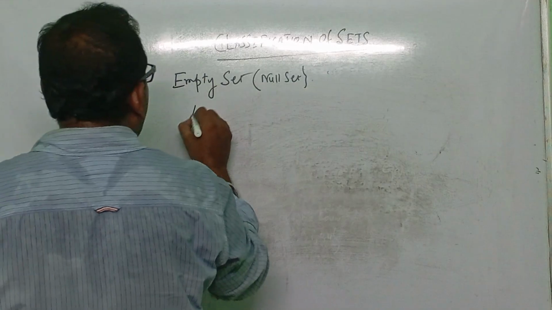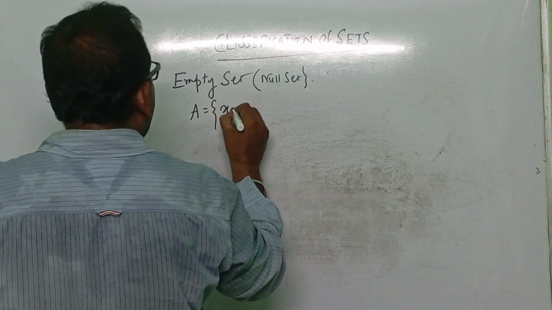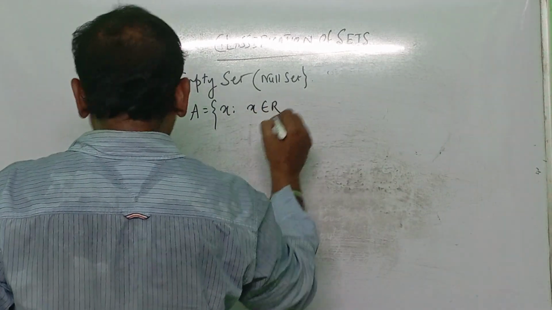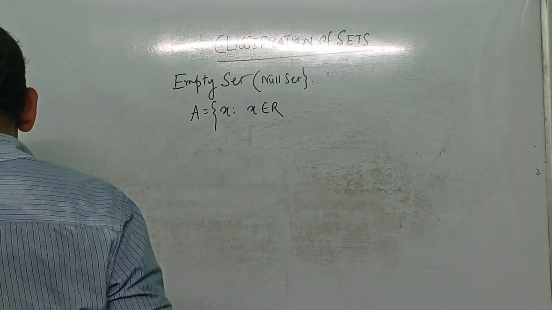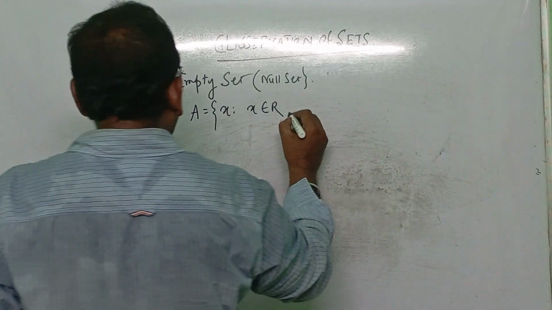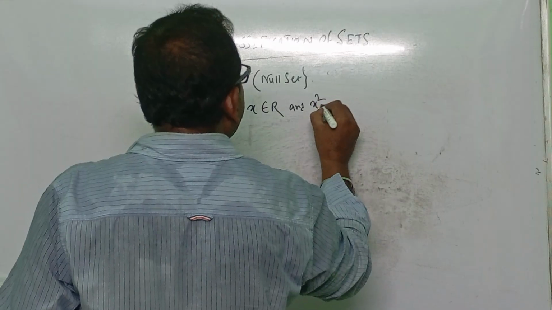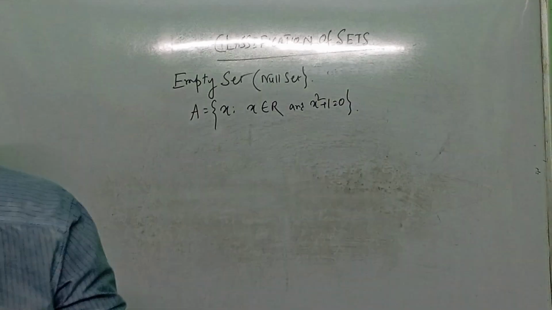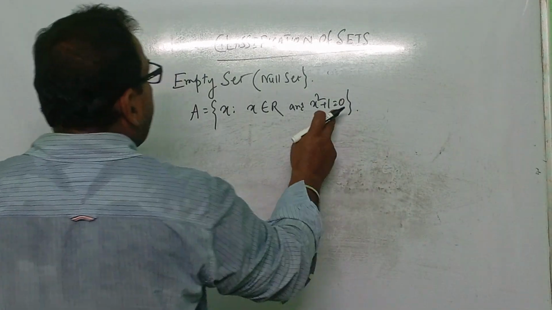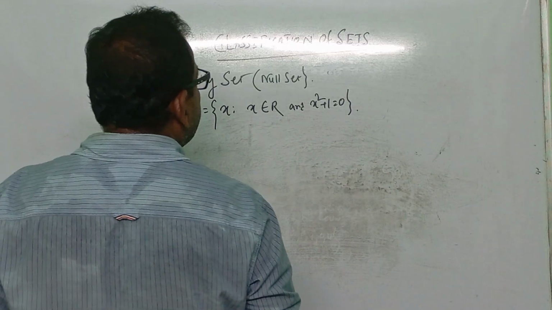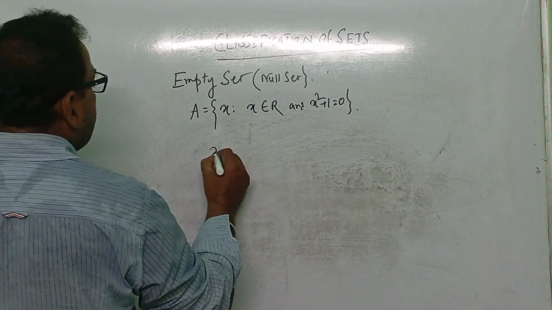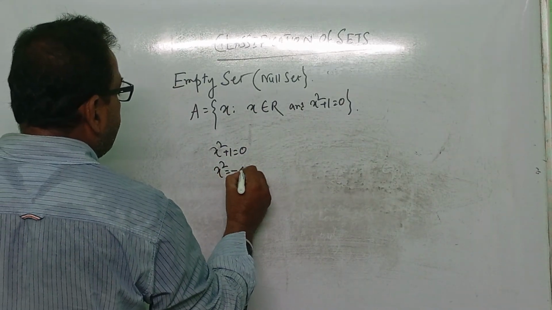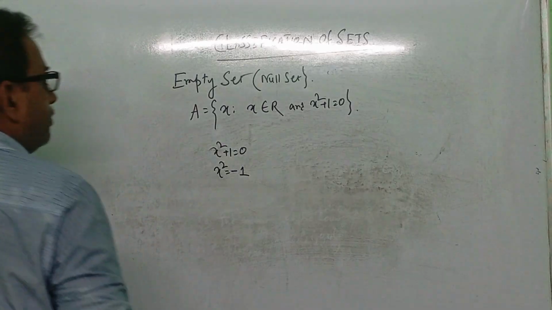Now, given a set where x is an element, where x belongs to R, and x square plus 1 is equal to 0. Now they are given x square plus 1 is equal to 0. That is like the x square minus 1 form.